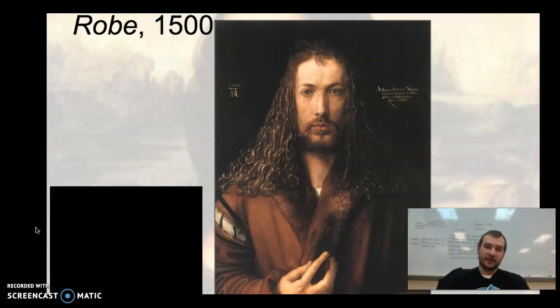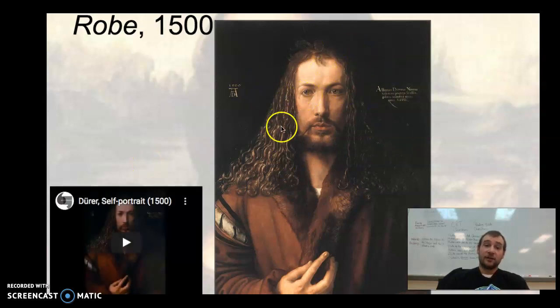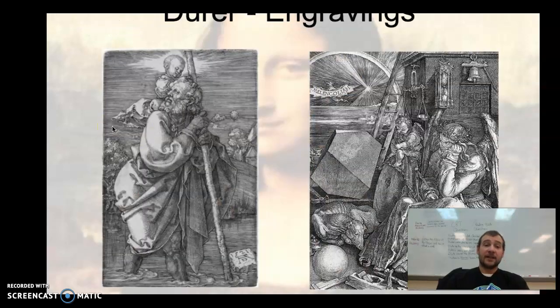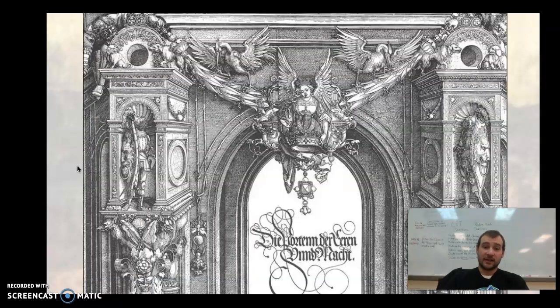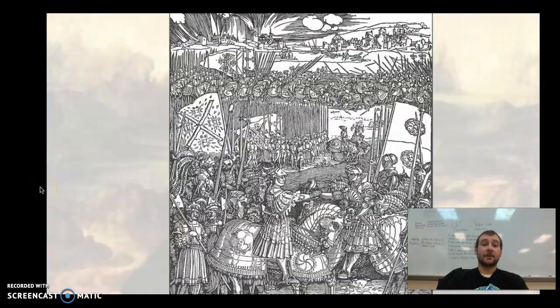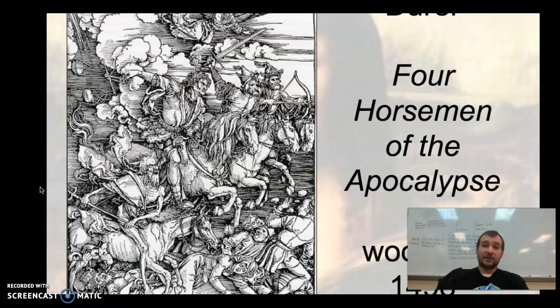So Albrecht Dürer, this is the German Leonardo, right? This is a self-portrait he made to give you an idea of what he looks like. He's famous for his engravings and his woodcuts. He's a painter, I guess, but he's really famous for his engravings. You can take a look here. The Triumphal Arch. If we zoom in, the detail is unbelievable. Really impressive. We're just going to take a gander here. His most famous one is the Four Horsemen of the Apocalypse, one of his woodcuts, from 1498.